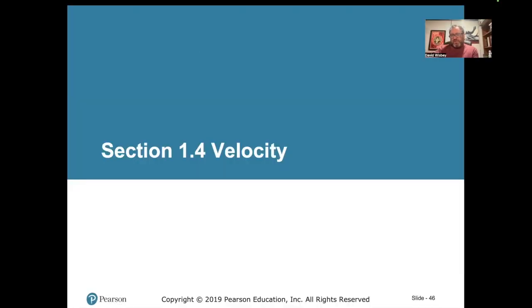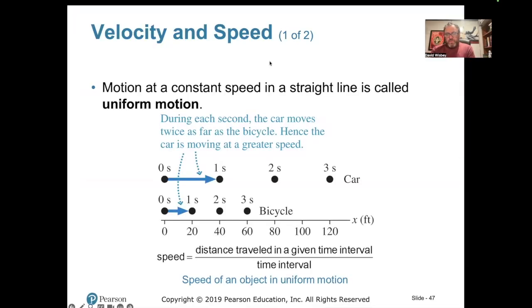This is section 1.4, velocity, out of Pearson. All right, we've talked about linear displacement. Now we need to talk about velocity. And really quickly, velocity is the change in displacement divided by time. So how far did you move divided by the time it took you to move there?